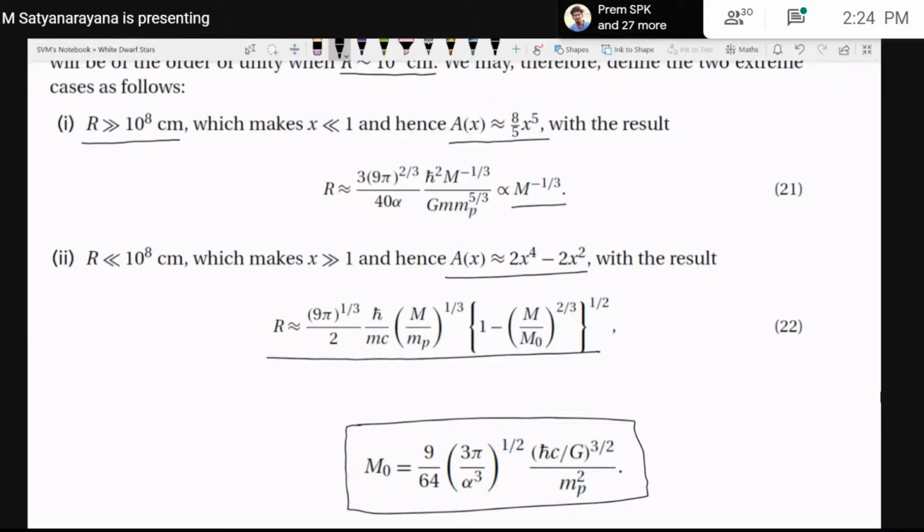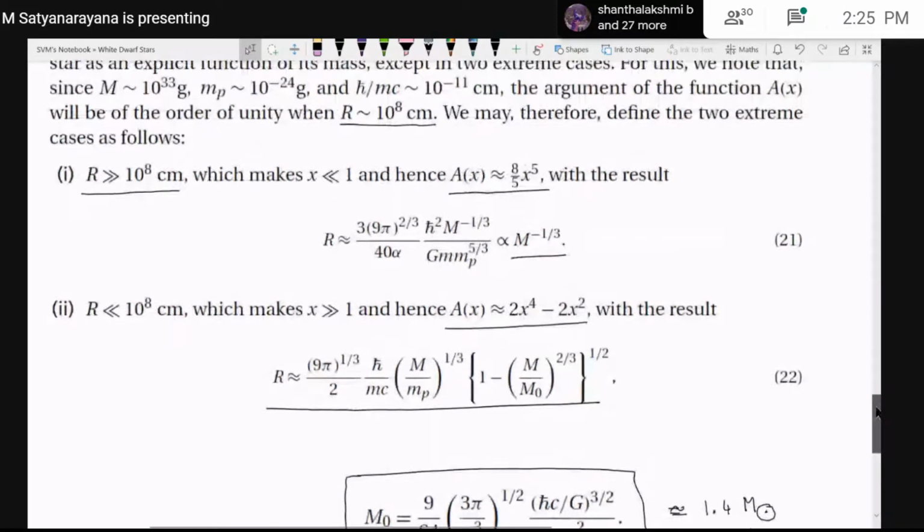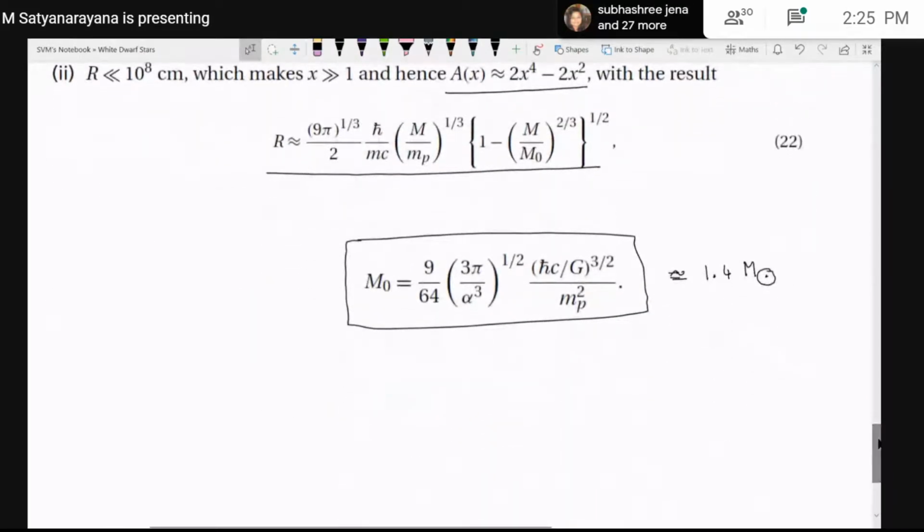So what happens if m is equal to m naught? Then the radius becomes 0, correct? So what does that mean? That means if m is larger than m naught, then this factor becomes imaginary. That means such a radius does not exist. So this sets kind of a limiting value, which can be approximately written as 1.4 times mass of the sun. Okay, and this limiting mass is called the Chandrasekhar limit, this is what we get from application of the Fermi-Dirac statistics to the electronic system. Now here, of course, I want you to recall two things.